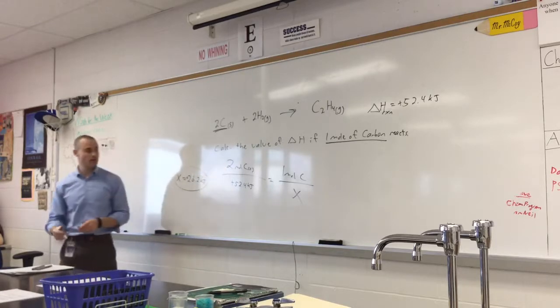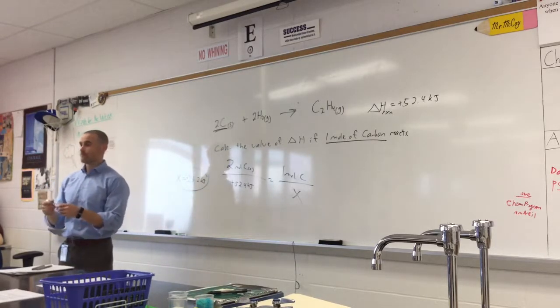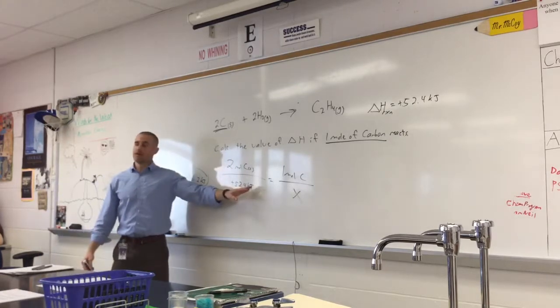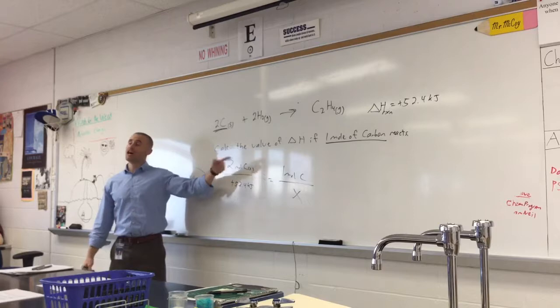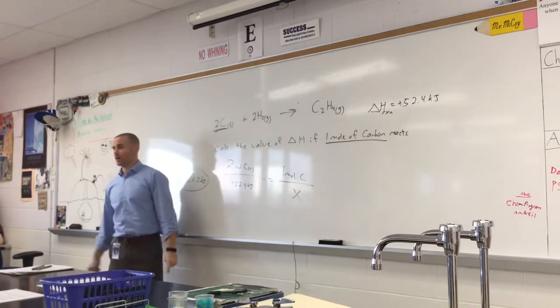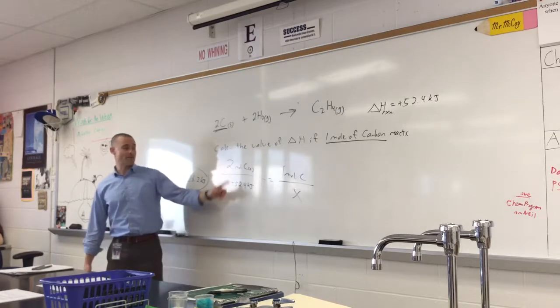Positive 26.2. Why didn't you just? Yeah, that's what I'm doing. Yeah, but you did it way wrong. Right, because you have to do this method. This is how I want you to show work. You can't ever just do something divided by 2. You have to set up a proportion.